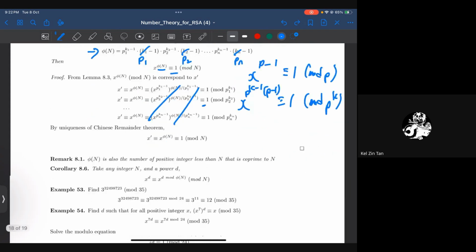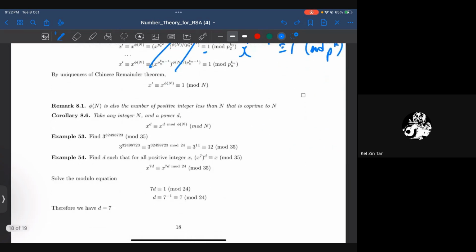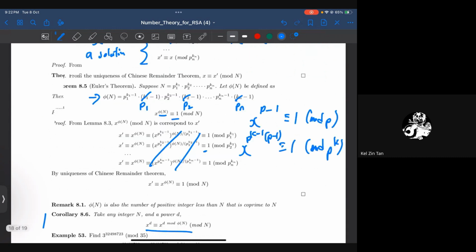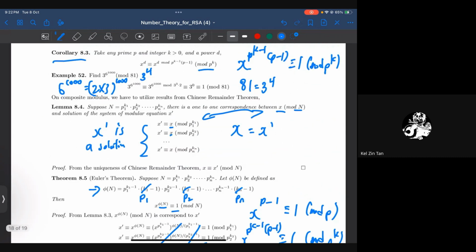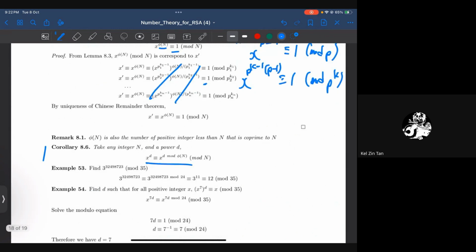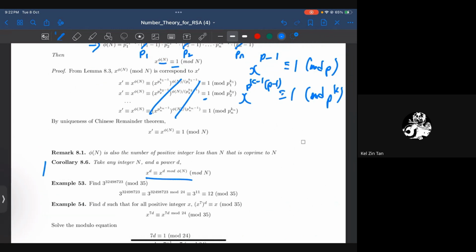So a simple corollary that we can get is the same result that we had previously, so it's exactly the same as this. For every x, if you raise to the power of d, you can always do modulo phi n, and this will always give you back the original thing. And the proof is the same as how we had previously.